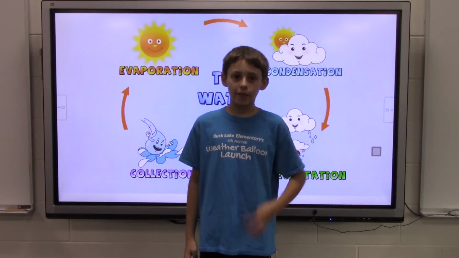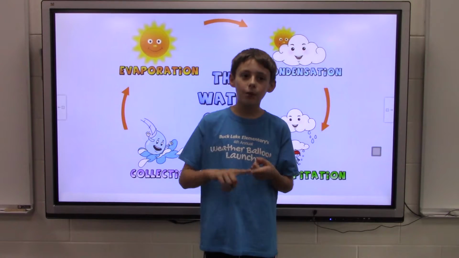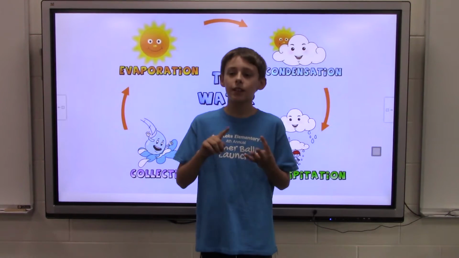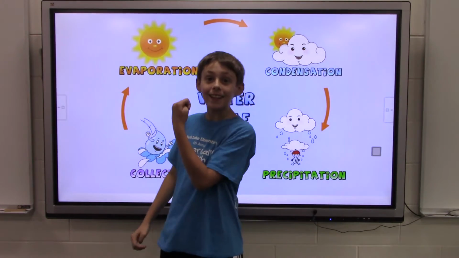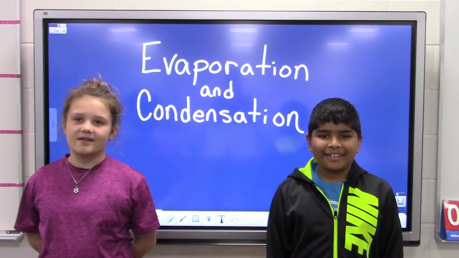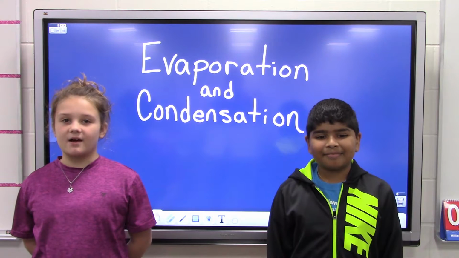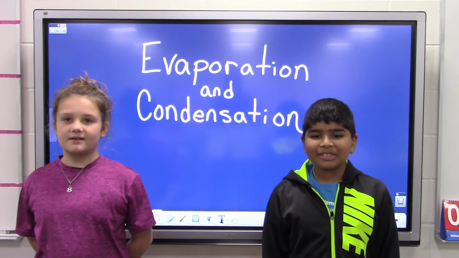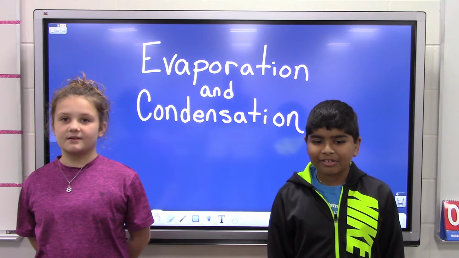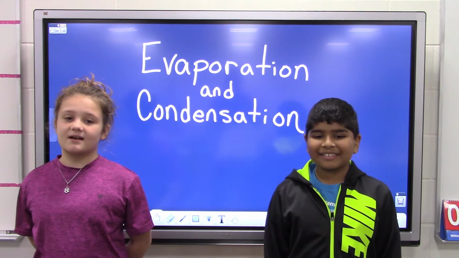Today we are talking about the 4 main parts of the water cycle: evaporation, condensation, precipitation, and collection. Let's get started! Hi, I'm Allie. And hi, I'm Sagar. We are here to talk to you about evaporation and condensation. Did you know evaporation and condensation takes place all around us every day? That's right, Sagar, they do.